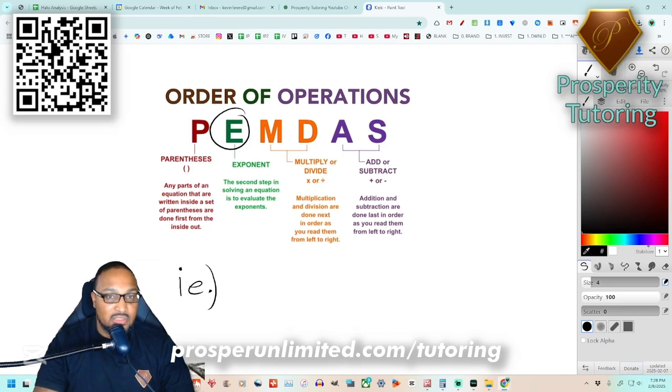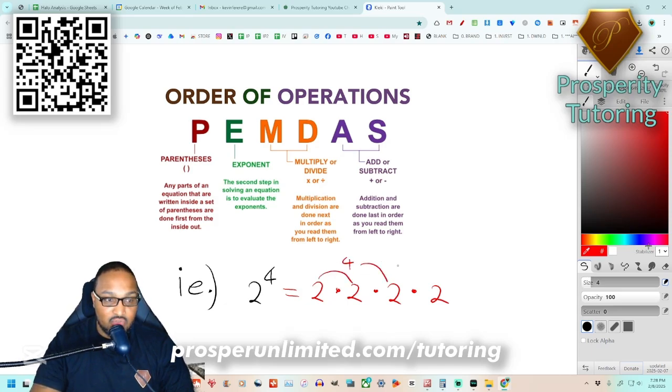Now, when it comes to exponents, a lot of people get things confused. Let's say you have 2 to the 4th power. That's what we call an exponent. We call it to the power. So this is to the 4th power, meaning we don't multiply the 2 times the 4. We simply multiply the 2 as many times as the power tells us to into itself. So 2 to the 4th power would be 2 times itself 4 times. That's 2 times 2 times 2 times 2. 2 times 2 is 4. 4 times 2 is 8. And 8 times 2 is 16.